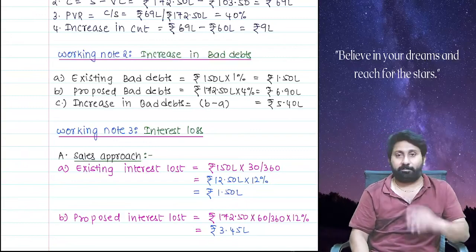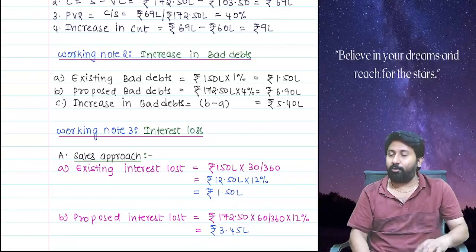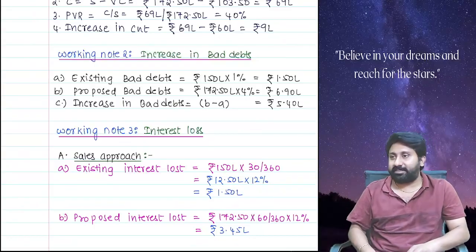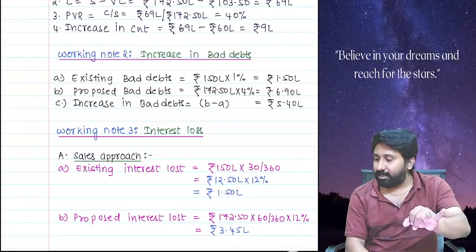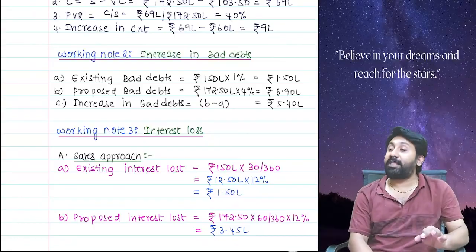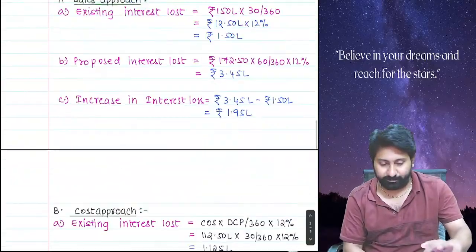then follow the sales approach. If all things are given, like in the existing question, most probably these are the questions coming in the exam as well. They will give the sales, the variable cost, and also the fixed cost. If the question comes that way in the exam, follow the total cost approach.